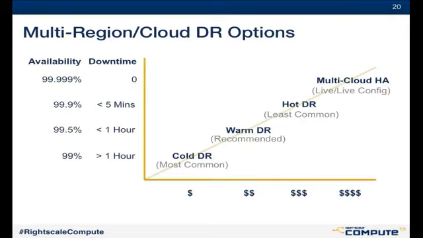The warm DR is definitely the one that we recommend, and that's where you have a slave database running in a different region replicating from your master, okay? So you have that data pseudo-live, at least as close as you can, somewhere far, far away.